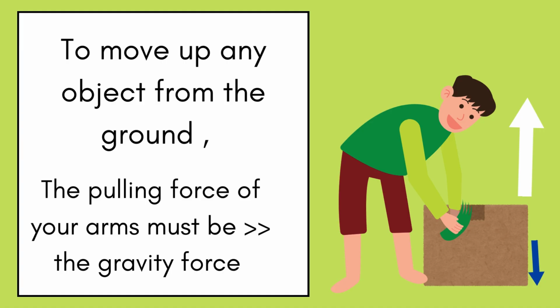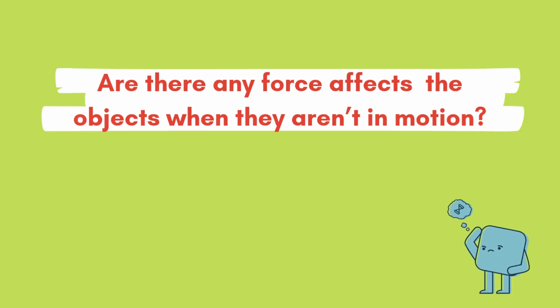Okay, those are examples for unbalanced forces. The two forces aren't equal. So if we have an object that is not in motion, it doesn't move, what are the forces applied on this object? We will see now some examples.